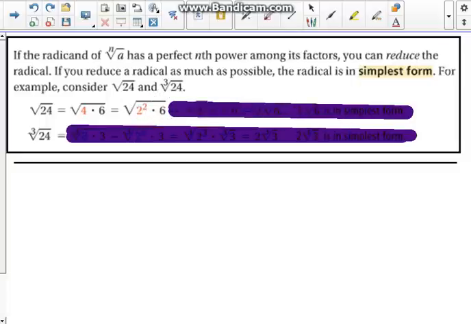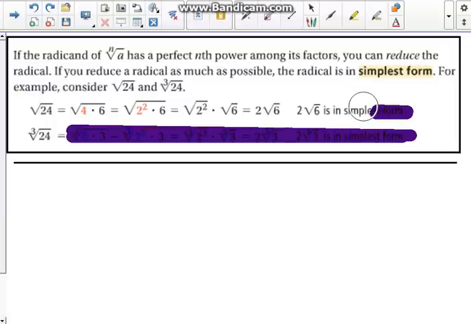And now that would be equal to square root of 2 squared times the square root of 6, which is equal to the square root of 2 squared is 2, and we're going to leave the square root of 6. So 2 square root of 6 is in its simplest form.